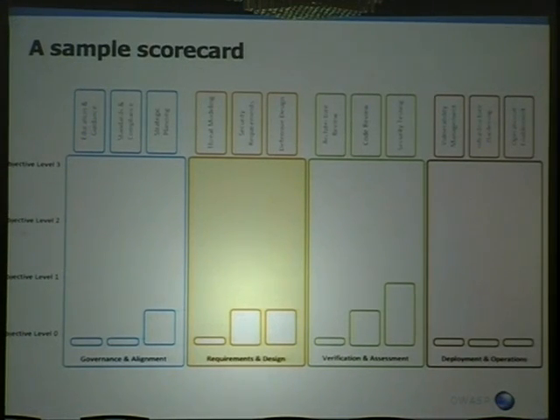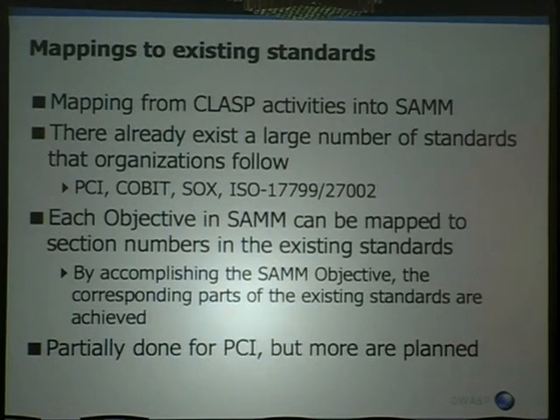So the other thing that you can do when you have a maturity model like this, and we've done this with regard to PCI a little bit, is actually mapping it to existing standards. So foremost, since we're using this as kind of a new version of CLASP, we want to be able to take people that are using CLASP now and map them into the maturity model pretty seamlessly, which I think is going to be pretty easy to do. We haven't quite finished all that work yet, but it should be pretty straightforward.